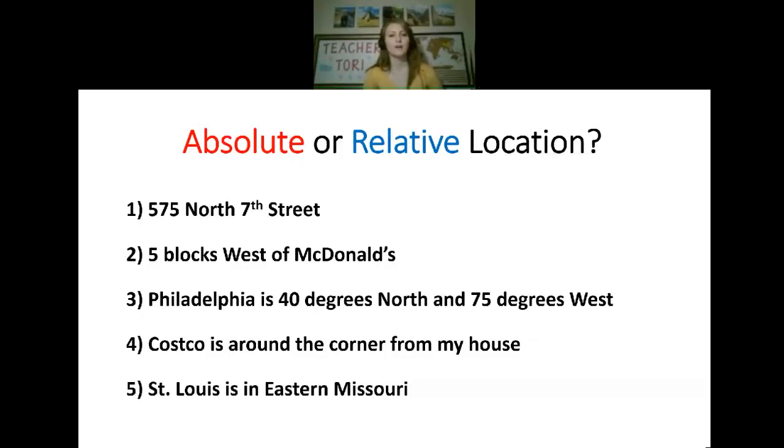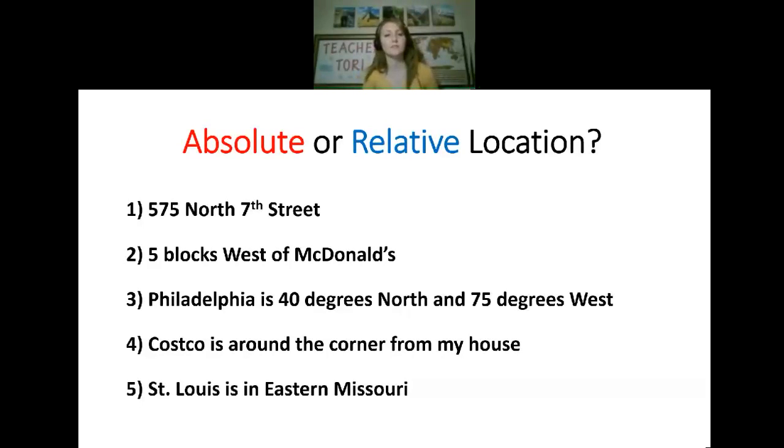Beautiful. Number 2, 5 blocks west of McDonald's. Beautiful. Relative. Yep, it's in a vague location. It could be far, could be not so far. It's just in a general direction.